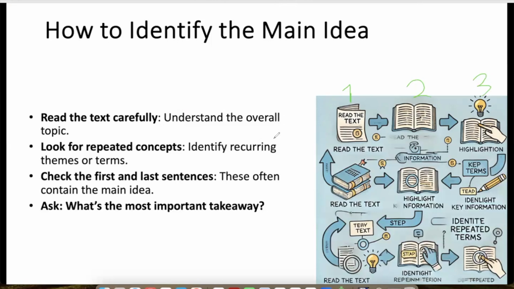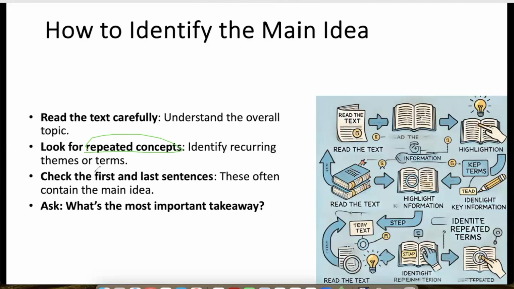But while you are reading the text, what should I do? If I just keep reading it again and again, does it help? No, it doesn't help unless you know that you should look for repeated concepts. What does repeated concept mean? It means some themes, some subjects, some words or phrases are being used repeatedly in the text. These words might be synonyms, maybe antonyms, but they keep showing up in the text.